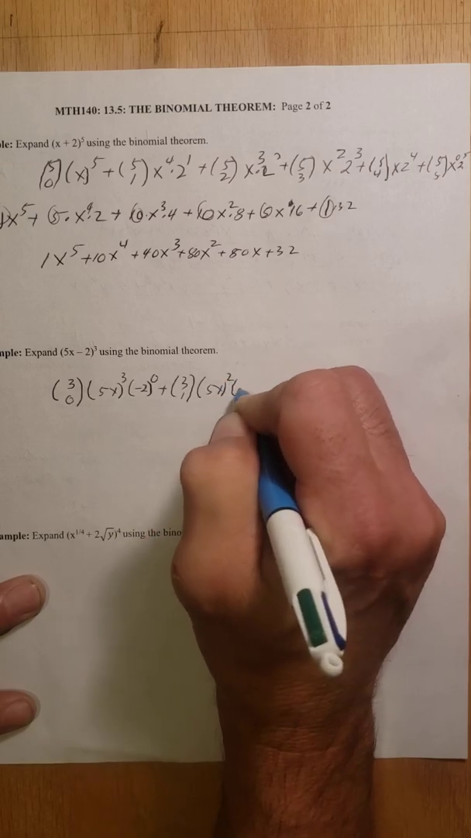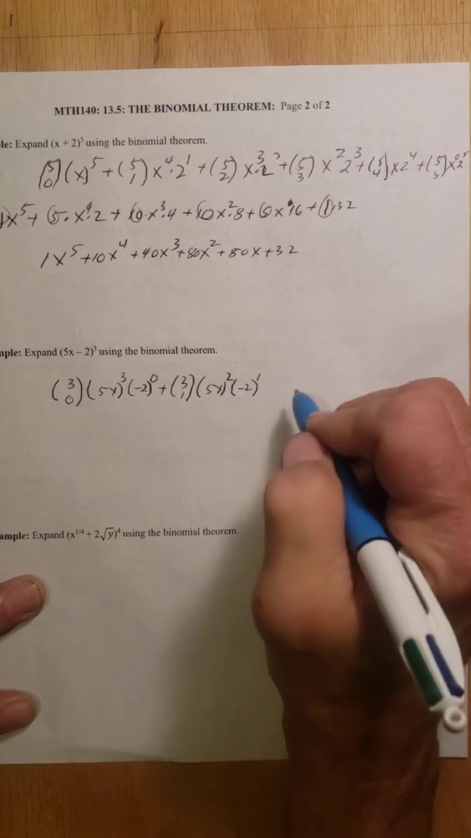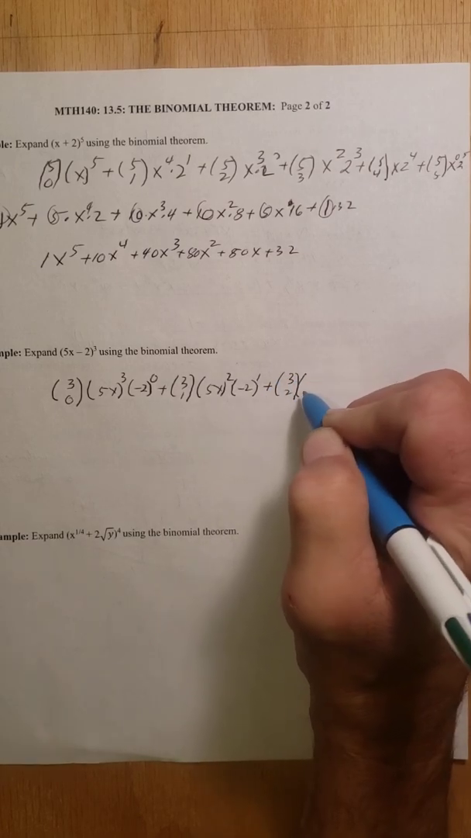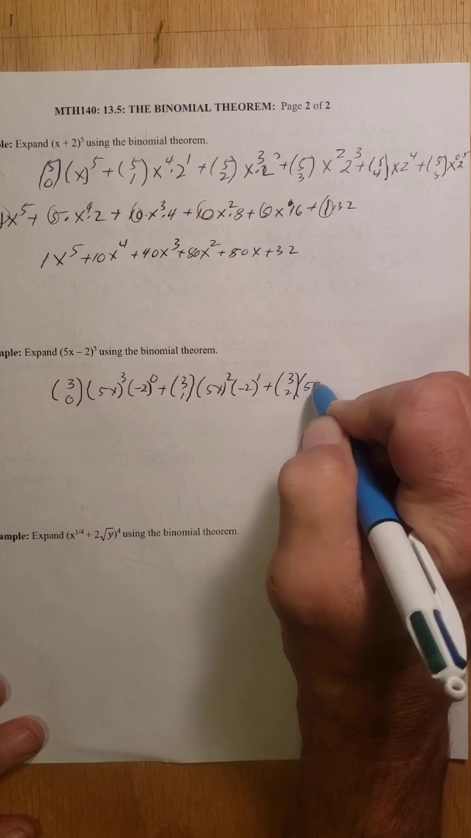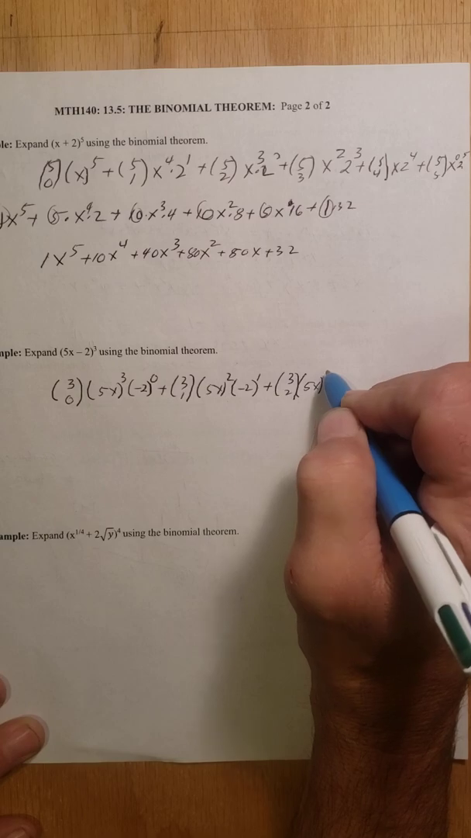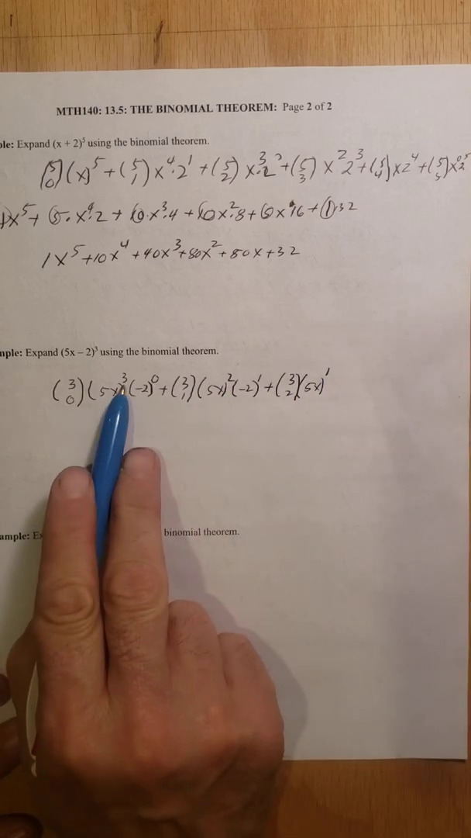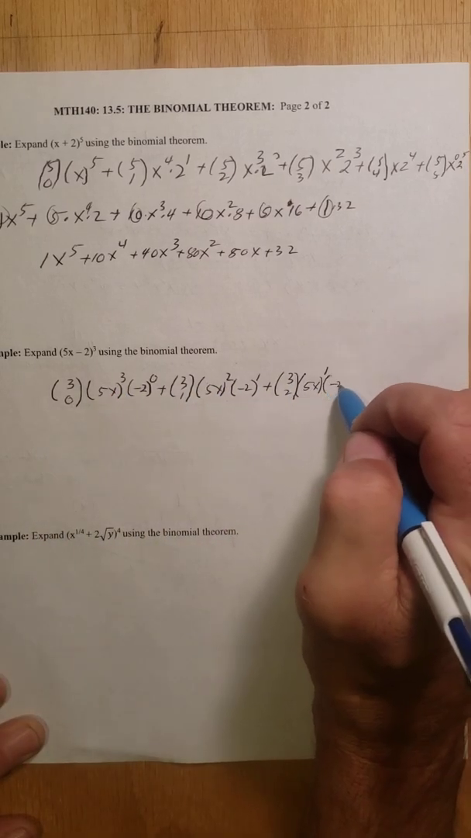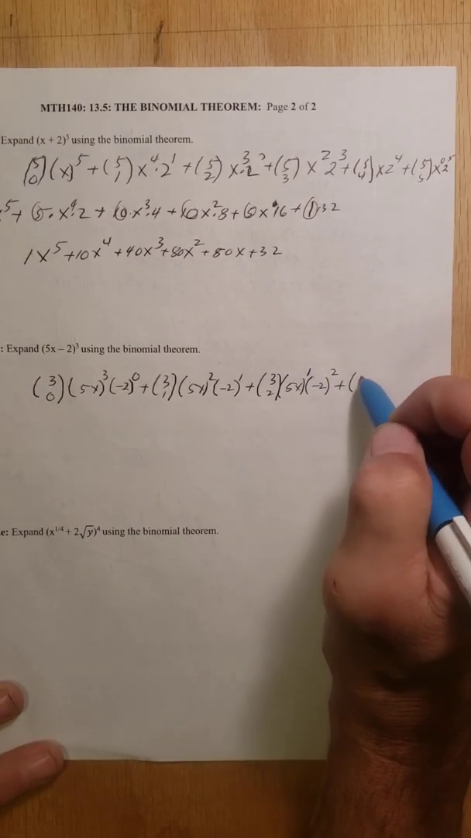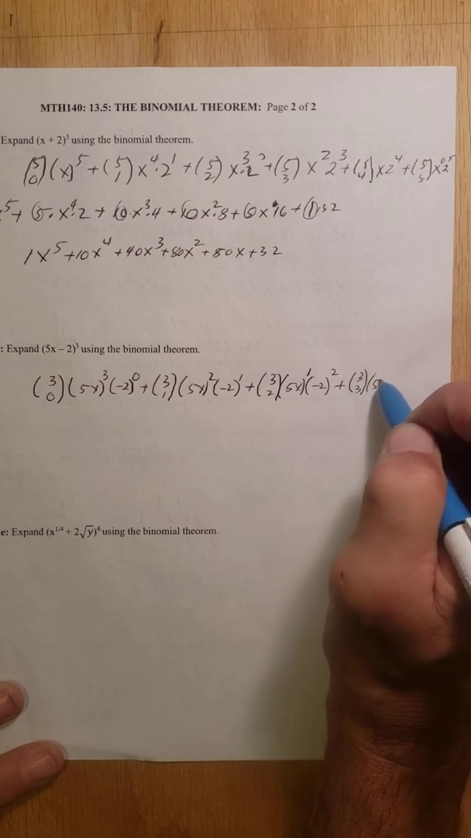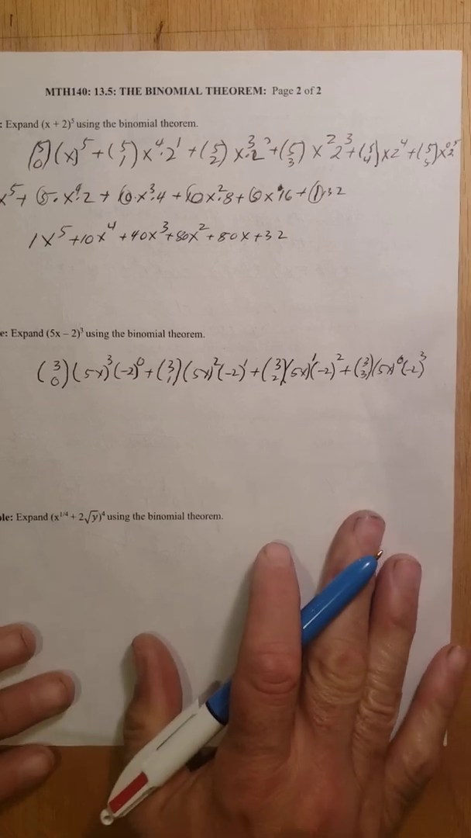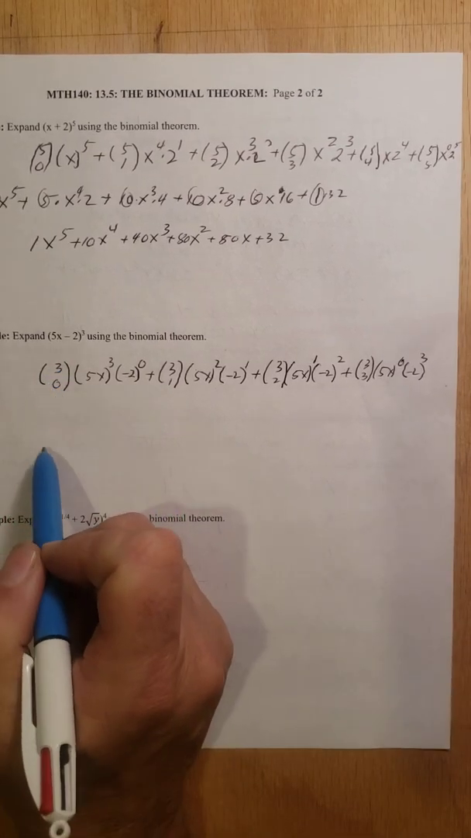5x squared times negative 2 to the first power. Plus 3 choose 2 times 5x to the second power. No, excuse me, the first power. This was the second, so 3, 2, 1. And then negative 2 must be to the second power because they have to add up to 3. And then my last term is 3 choose 3, 5x to the 0, negative 2 to the third. And then we just expand on all this.